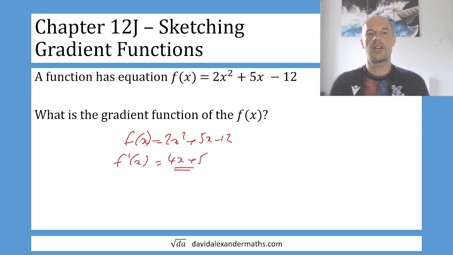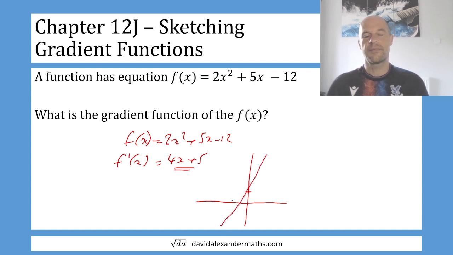So I know the equation is 4x plus 5, so I can simply draw that graph. We know it's cutting through the y-axis at 0, 5, and it's got a gradient of 4, so quite steep. It would look something like that. So when we've got the equation of the gradient function, doing the sketch is not really that big a deal.